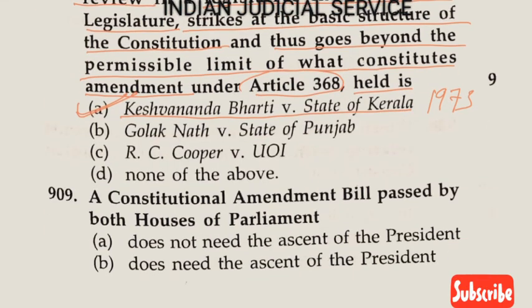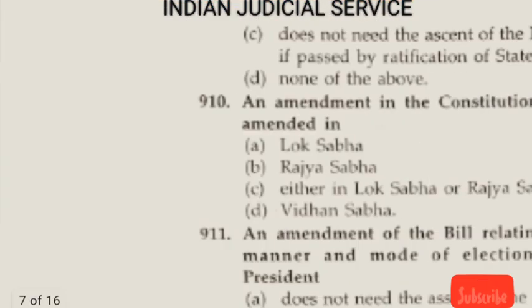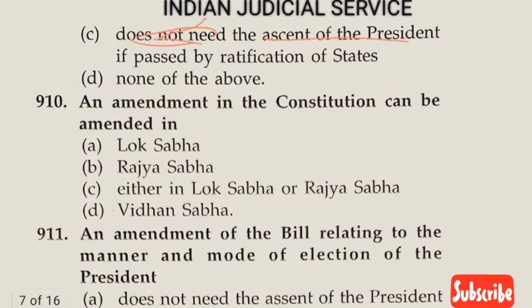Now question number 909. A constitutional amendment bill passed by both houses of Parliament: option A, does not need the assent of the President; option B, does need the assent of the President. So clearly the answer of this question is option B. The constitutional amendment bill passed by both houses of Parliament does need the assent of the President, and the remaining options are wrong. So the answer here is option B.